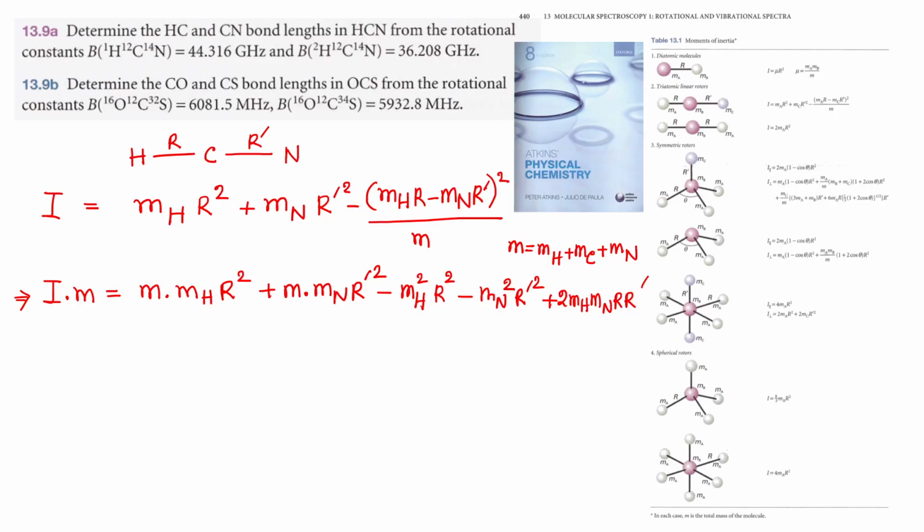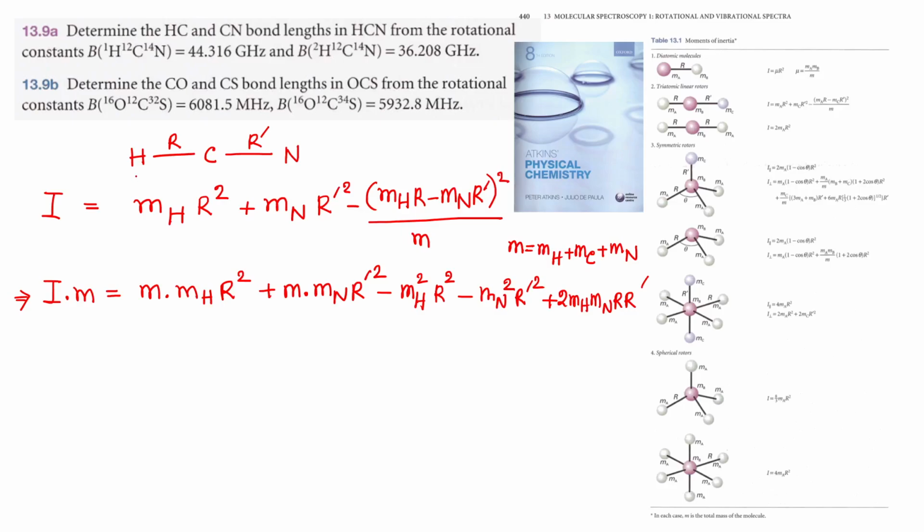So the available parameters are: we have the rotational constant, we have the reduced mass, we have the total mass, we have the atomic mass of the individual atoms. These are the things we have. What we don't have is the individual bond lengths, that is r and r dash. So we would like to get that.